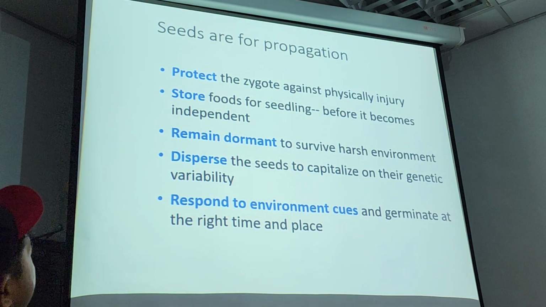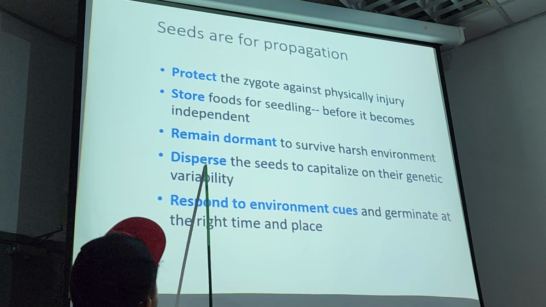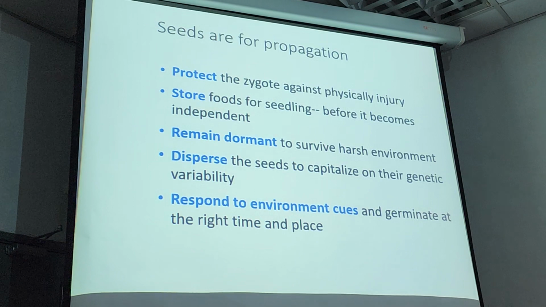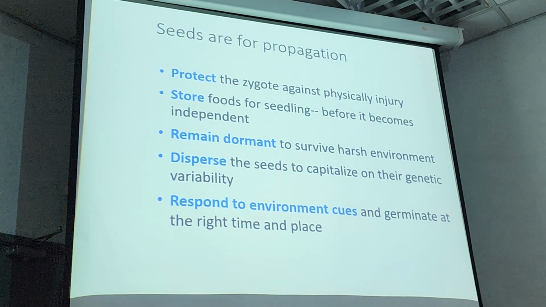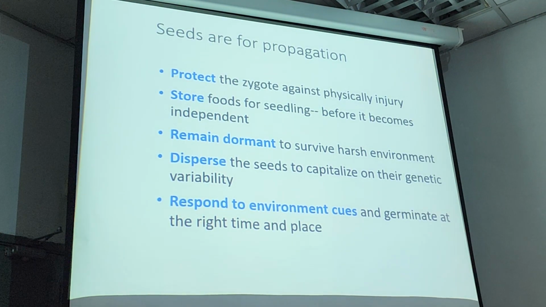Okay, right. So seeds also need to disperse themselves, for the reasons that I've mentioned earlier. What if the seeds do not disperse? What do you think is going to happen? Yes, there is going to be competition with themselves. What else?